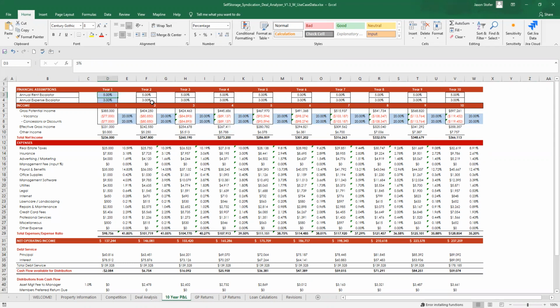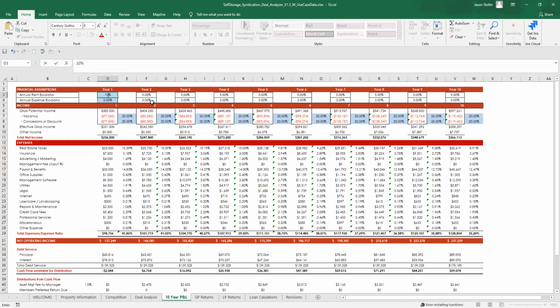First thing you'll notice is the rent escalator. I generally have that set at 5 and then expense escalator at 3. Those are pretty standard. It depends on the deal. Sometimes I'll do a 10% in the first year because the rents are so low. But let's just leave it here for now.